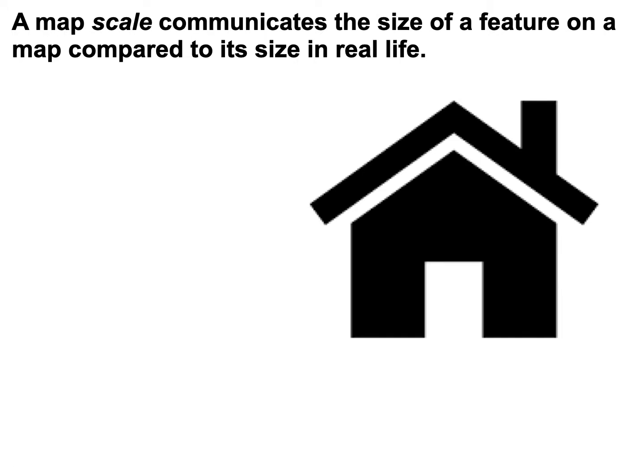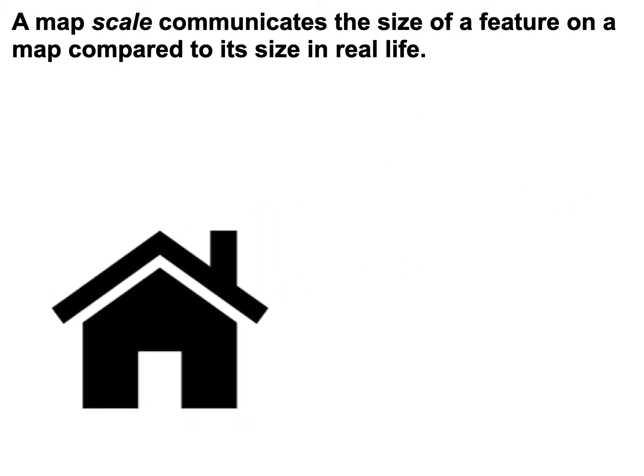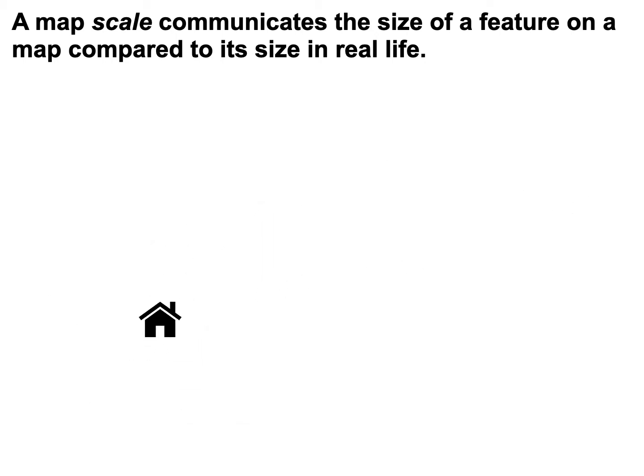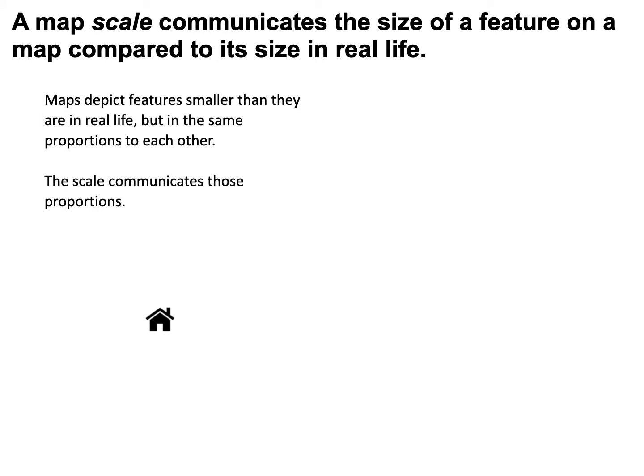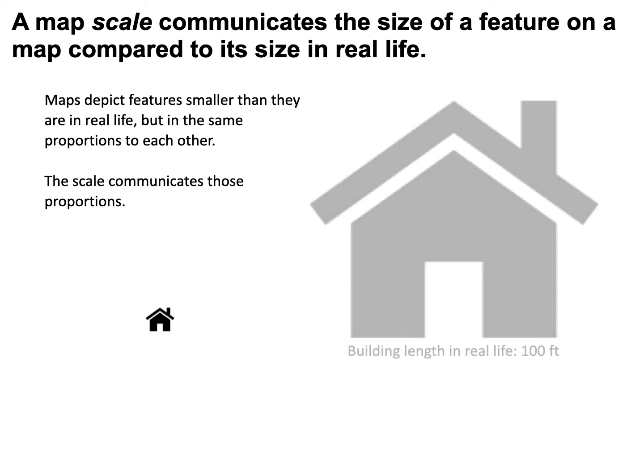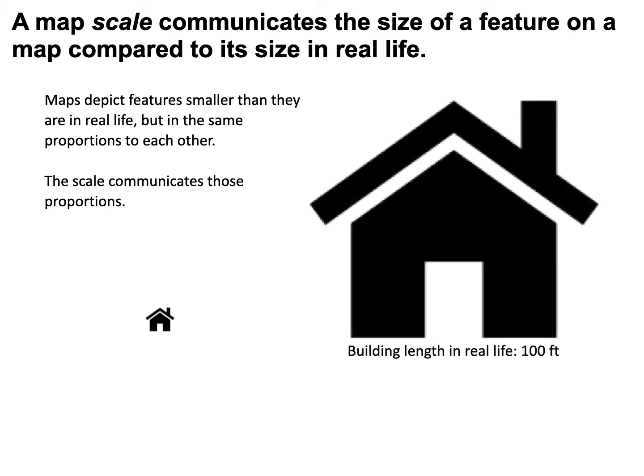Let's start with some definitions. A map scale communicates the size of a feature on a map compared to its size in real life. One of the main points of a map is to have a smaller version representing reality. So maps depict features smaller than they are in real life. A good map that is to scale will have the features in the same proportions as they are in real life. So the scale communicates those proportions.